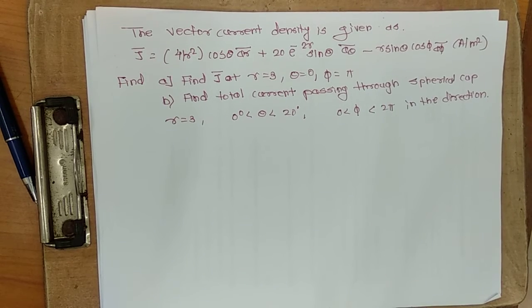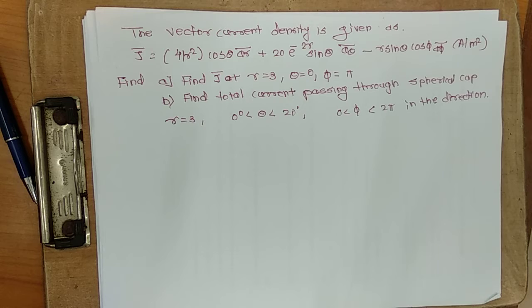You can see the problem. The vector current density is given as j bar equals 4 by r square cos theta ar bar plus 20 e raised to minus 2r sin theta a theta bar minus r sin theta cos phi a phi bar, in ampere per meter square, which is the unit of j bar. Find j bar at r equal to 3, theta equal to 0 and phi equal to pi.